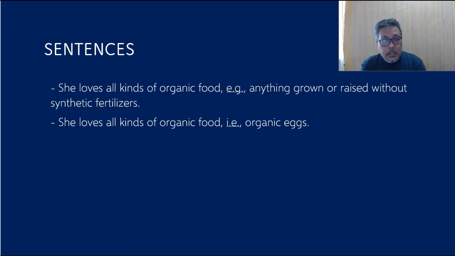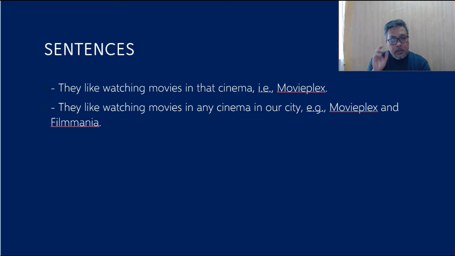On the other hand, in the second sentence, if you say she loves all kinds of organic food, that is organic eggs, that can't be correct, because organic food is not necessarily just organic eggs, right? Organic eggs are examples of organic food. So you can see now the difference between the two. You cannot use EG in the first sentence, and you cannot use IE in the second one.